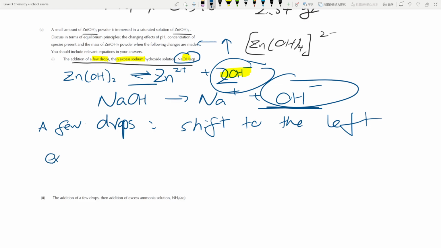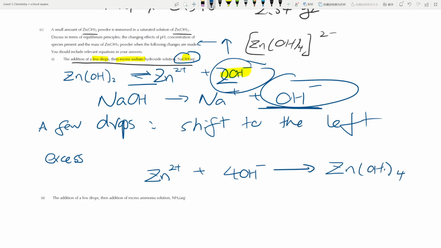But if you add excess, when there are tons and tons of hydroxide, that means the Zn2+ ions and the OH- ions, which are abundant in the solution, you are then going to make this complex ion. So just the word excess here gives it away, and then you just need to go on the resource sheet and hunt for the complex ion. You've got the zinc, you've got the hydroxide, it should be a no-brainer that you are going to form this particular version of the complex ion.